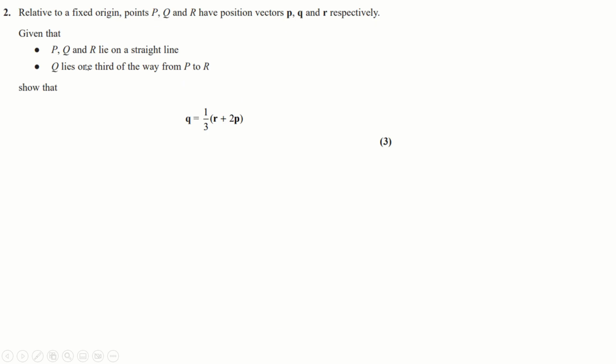Question 2 then, P, Q, and R on a straight line. Now, if you don't draw this, I think it's quite hard to see what this is saying. So I just randomly put P, Q, and R somewhere, like this here. And okay, it says Q is 1/3 the way from P to R. So this journey here is 1/3 of this journey, and this is 2/3.